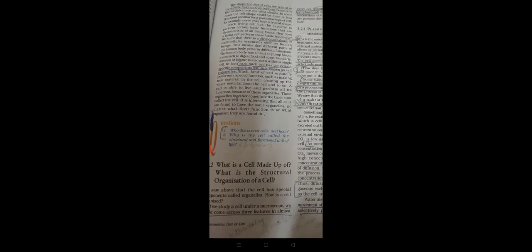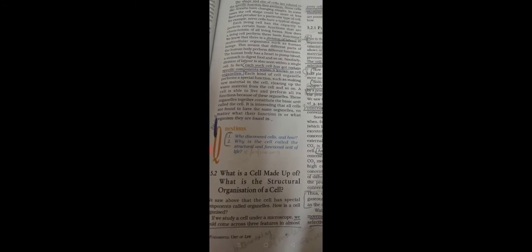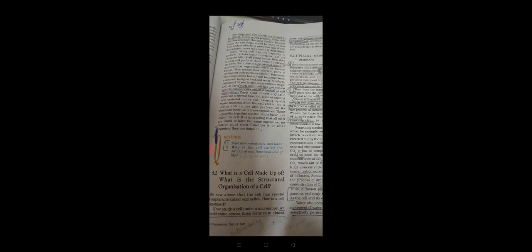Before that, you have to do some assignments. You have to write the answer of these two questions given in your textbook. Who discovered cell and how, and why is the cell called the structural and functional unit of life? Also, you have to write the difference between eukaryotes and prokaryotes, unicellular organisms and multicellular organisms. In our next video, we will study about different components of a cell.